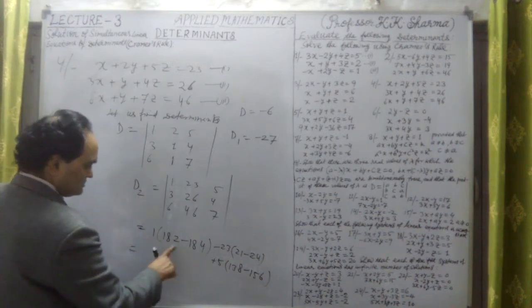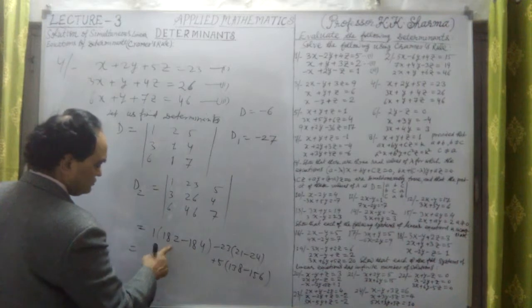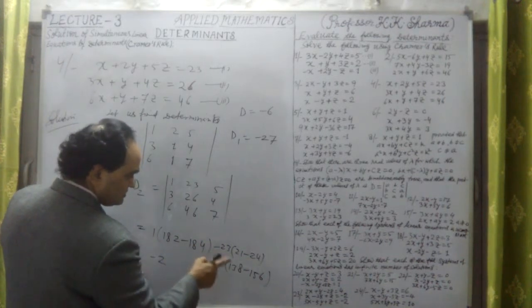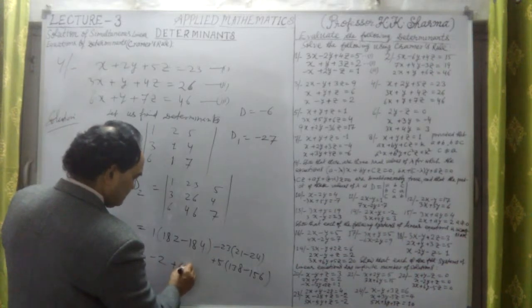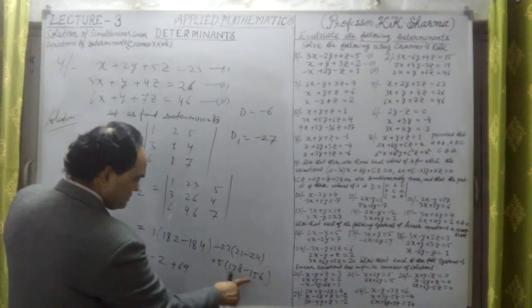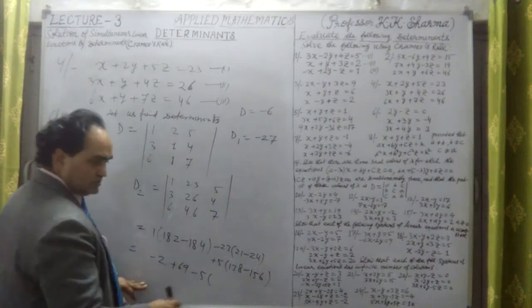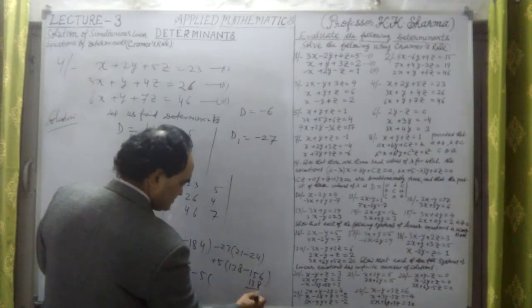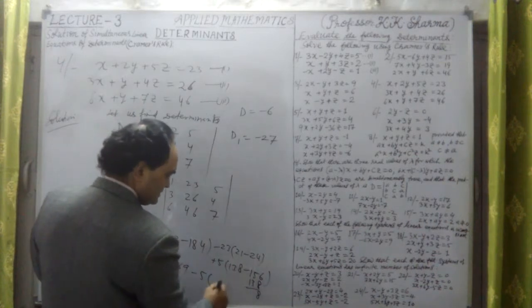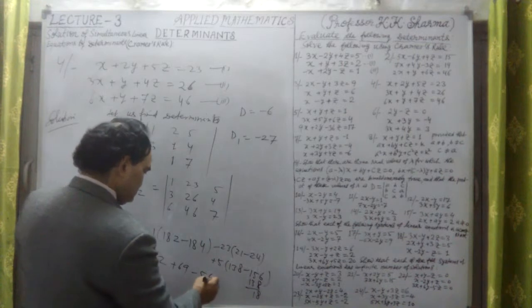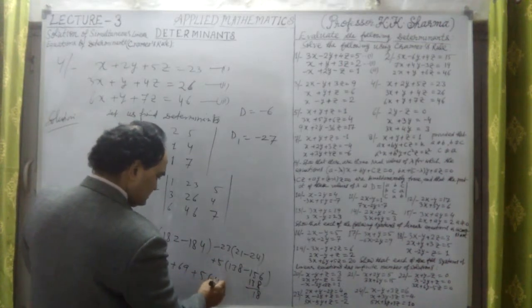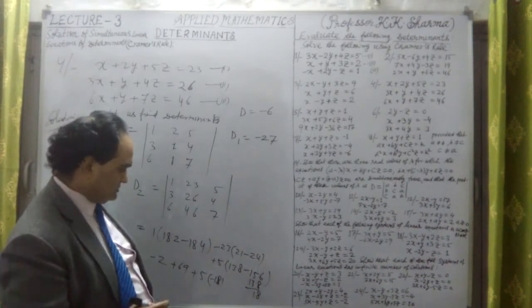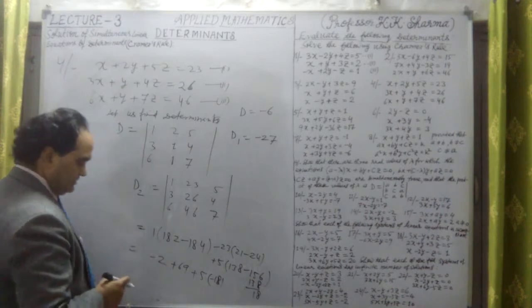So finally let us solve it. 184 minus 182 is minus 2. Minus 2 into 1 is minus 2. This is minus 3, 21 minus 24 is minus 3. Minus 3 into minus 23 is plus 69. Plus this value, this is negative: minus 5 into subtracting 138 from 56. 16 minus 8 is 8, 1 carry, and 18 minus 18.